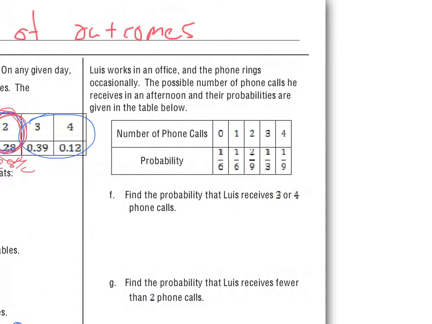All right, moving over here, it says Luis works in an office and the phone rings occasionally. The possible number of phone calls he receives in an afternoon and the probabilities are given in the table below. Now, we see here that this is all in fractions. There are a couple of different ways that we can deal with this. We can change them into decimals and percents, or we can just leave the probabilities and do them with fractions. It's really up to you.